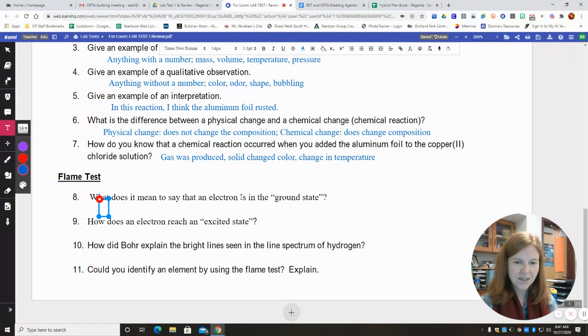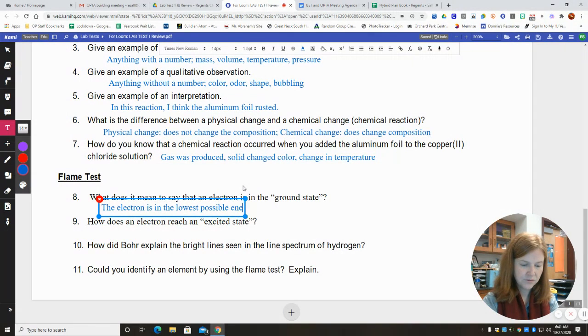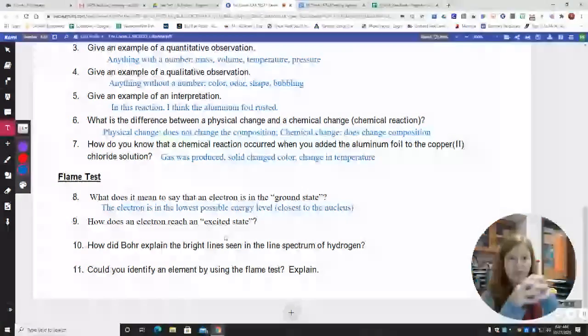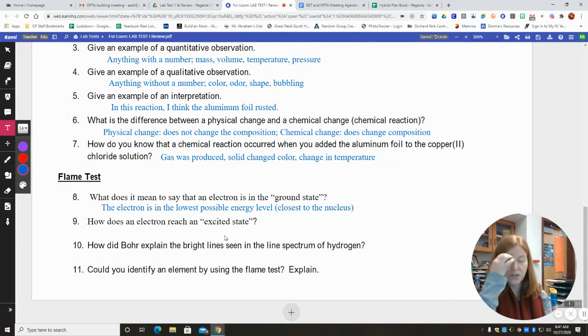What does it mean to say that an electron is in the ground state? It means the electron is in the lowest possible energy level. I'm going to add in here closest to the nucleus. So it's as close to the nucleus as it can be. Remembering, though, that those energy levels can only hold a certain amount of electrons, right? The first energy level, the one closest to the nucleus, can hold 2. The second energy level can hold 8. The third energy level can hold 18. So if you had 50 electrons, you fill the first energy level first, then the second, then the third, and so on and so forth, okay? Based on that 2n squared rule.